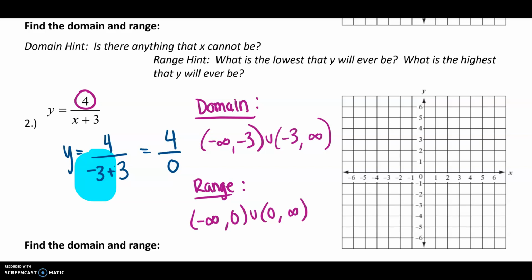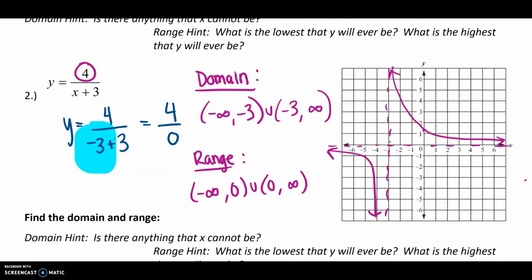If you were curious, this is what the function looks like. Something we'll learn later, but you can compare that to the domain and range to see a visual. Otherwise, that's how you find domain and range from a graph and equations.